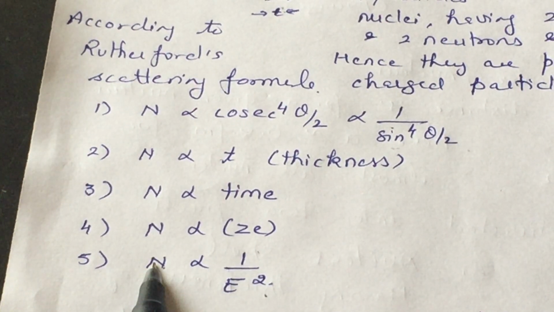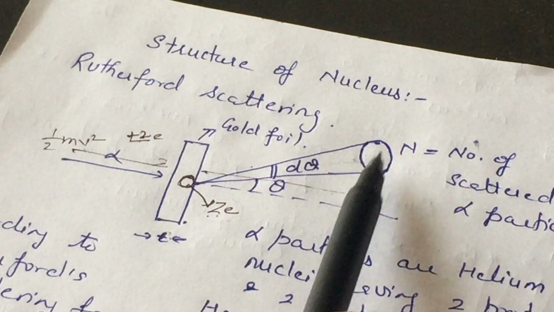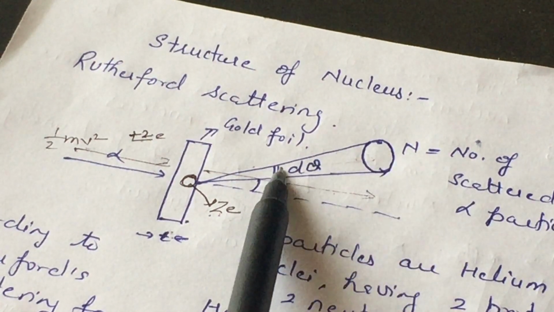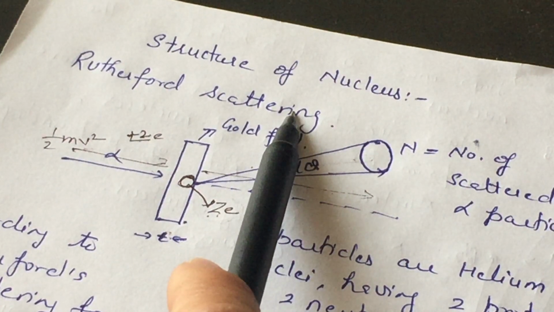Hence, these are all five factors which can change the number of particles here. What is the significance of studying the Rutherford scattering?